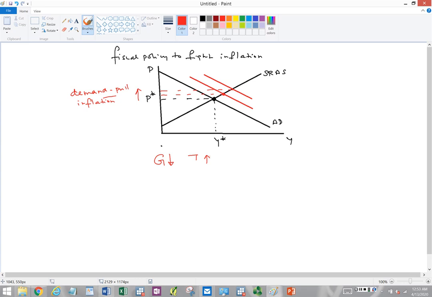Right? So this kind of policy then is called contractionary fiscal policy. Not expansionary, but contractionary, designed to contract or decrease. Decrease what? Aggregate demand. So this is where fiscal policy might be used to fight inflation. But of course, remember that there is another kind of inflation called cost push inflation.